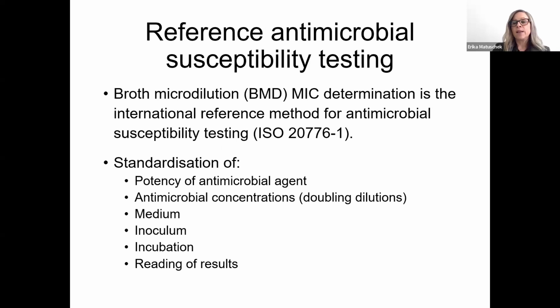So the MICs that we correlate to are produced with a reference antimicrobial susceptibility testing, broth microdilution, which is the international reference method for antimicrobial susceptibility testing and described in an ISO standard. And just as we talked at the beginning of this presentation that we have standardized the different parameters of disk diffusion, the same goes, of course, for broth microdilution, where we standardize more or less the same parameters. And we also have to perform broth microdilution in a standardized way to really trust our results.